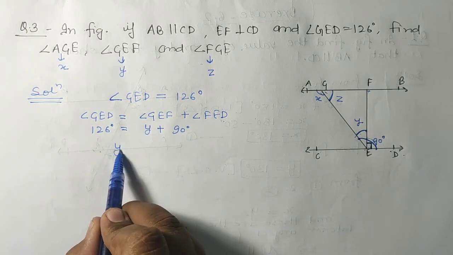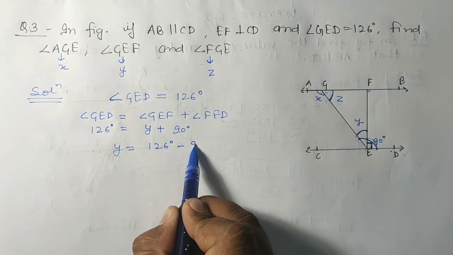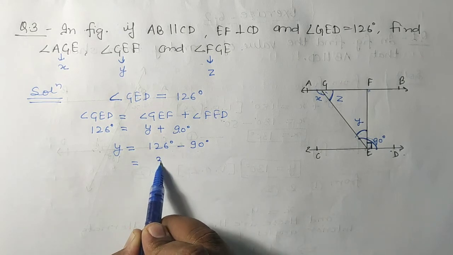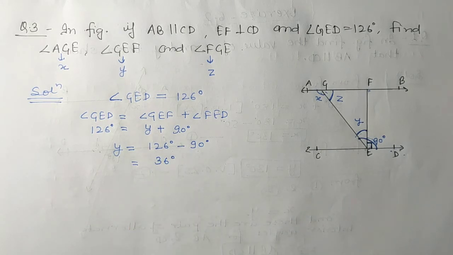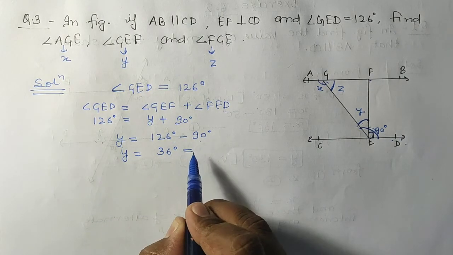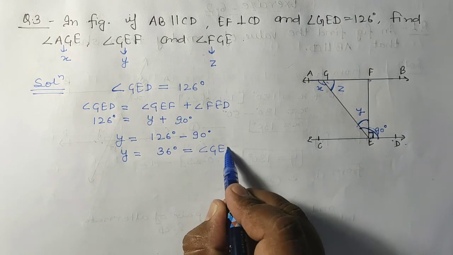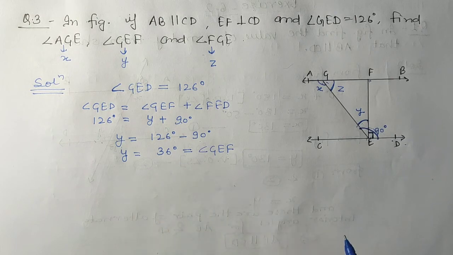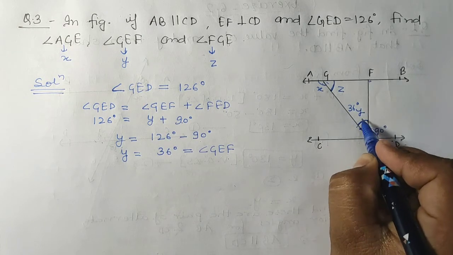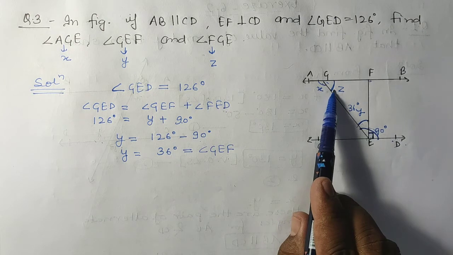Now find the value of Y. How will we find the value of Y? This 90 will be shifted, so it will be 126 minus 90. So 126 minus 90 is 36 degrees. Here Y is equal to 36 degrees, and Y is angle GEF. So angle GEF we have found, that is 36 degrees. Now we have to find the value of X and the value of Z.